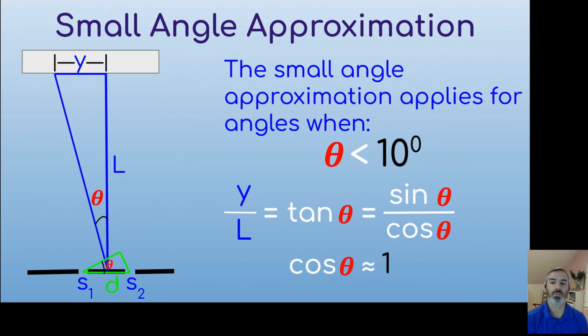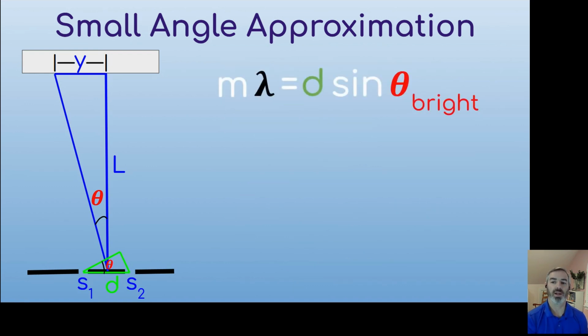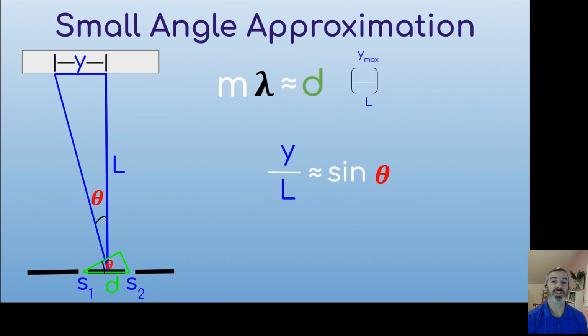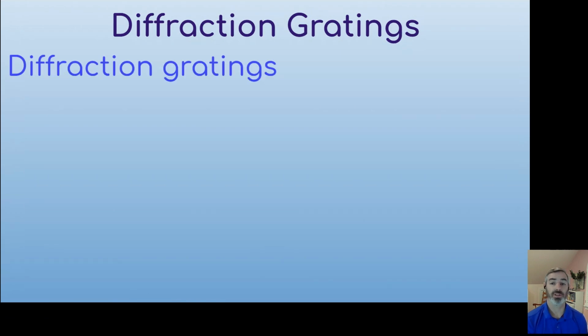So that means we'd be dividing by 1, which gives us that tangent of theta is approximately equal to sine of theta, which means that y over L is approximately equal to sine of theta as well. So if we look at our equation, instead of writing sine theta bright, we can substitute in y over L. Y max just means that it's a bright spot, so m lambda is approximately d times y max divided by L. Now we're going to transition and talk about diffraction grating.